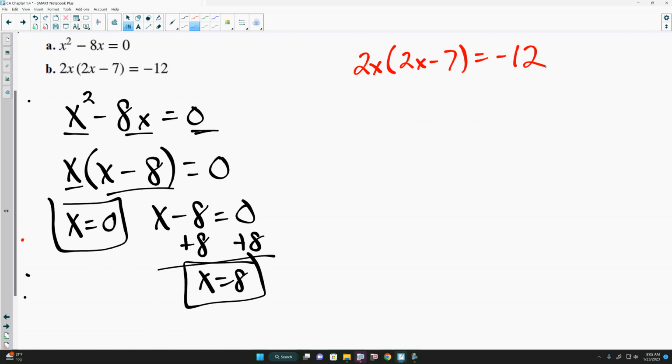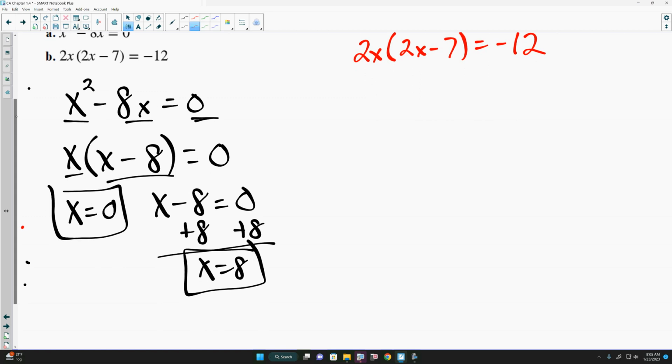So let's look at B. 2x times 2x minus 7 equals negative 12. It'd be very tempting, because we do see two things multiplied together, to set both of them equal to negative 12, but that's not our property. It's the zero product property. We do need to get both of these here equal to 0.